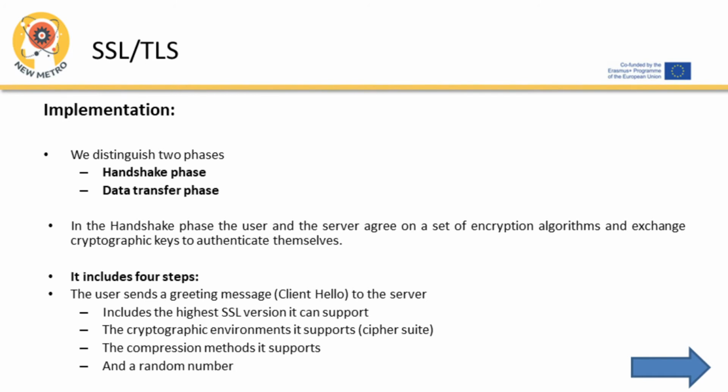In the handshake phase, the user and the server agree on a set of cryptographic algorithms and exchange cryptographic keys for the certification of identity. This includes 4 steps. The user sends a greeting message, client hello, to the server. It includes the highest version of SSL that can be supported, the supported cryptographic contexts, cipher suite, the supported compression methods, and a random number.